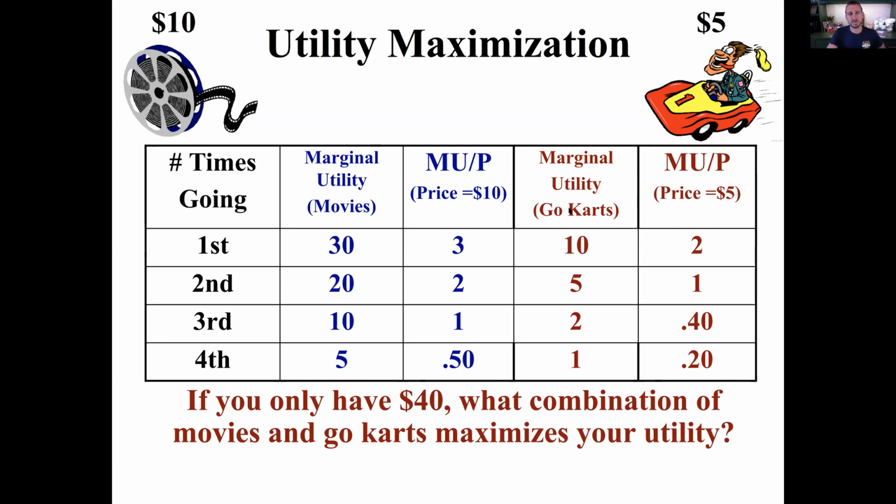Sometimes they won't give you a column of marginal utility, but they'll give you a column of total utility. And that's not a big deal. It's still the exact same thing. You just have to take that one additional step of switching it from total to marginal, okay?